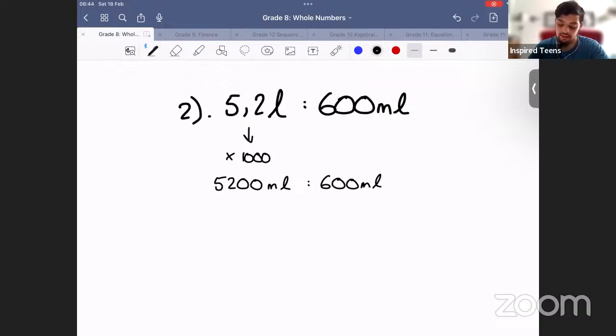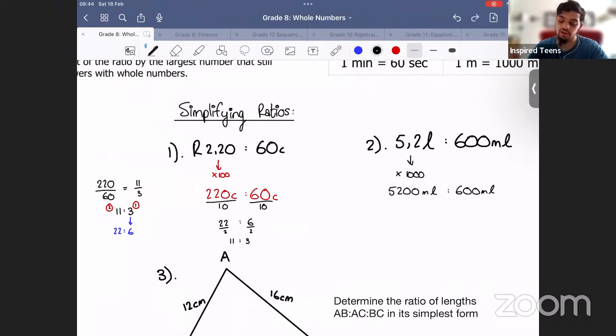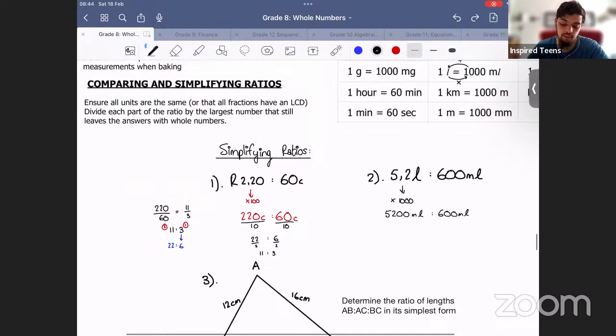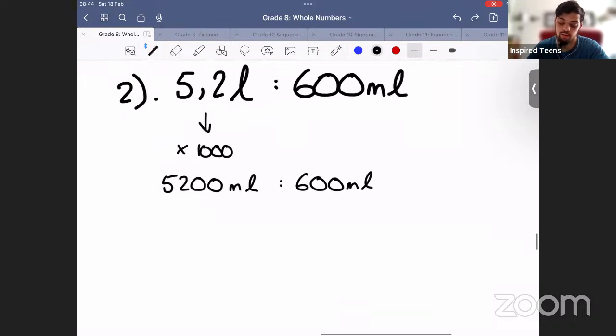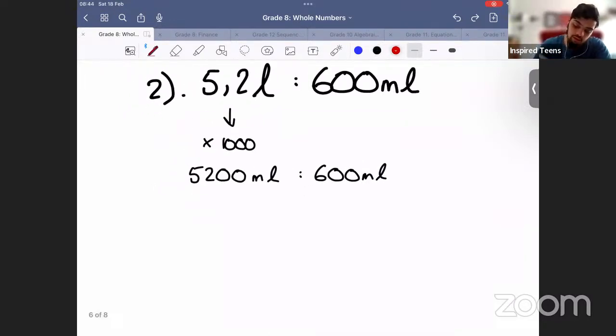Okay, so yes, now we have it in milliliters. We can now simplify the ratio, because it's in the same unit. We need to compare 2 quantities that are the same. I don't have to simplify it in one step to its simplest form.